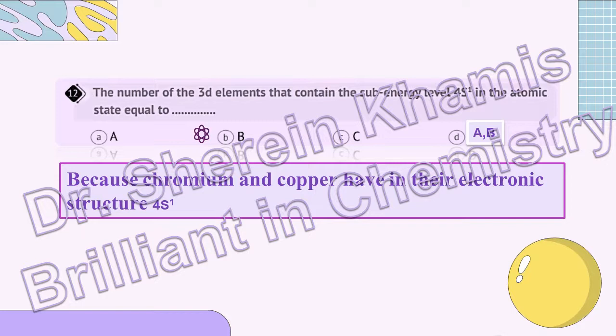B means that we have only one electron, or we can say 1B, that we have only one electron in the s orbital. So the number of 3D elements that have 4s1 in the atomic state will be more than 1. Okay, let's go into question 12.